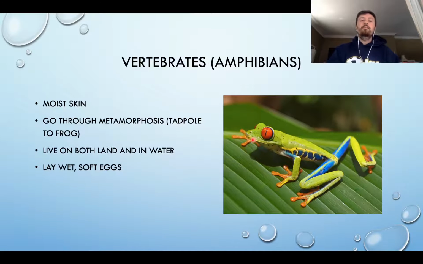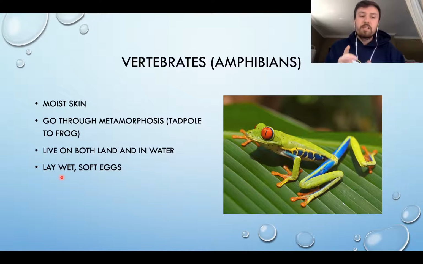So if we want to break down these vertebrates a bit, we'll talk about each one very briefly. We can talk about amphibians. Amphibians are like your frogs, anything that kind of lives in between both water and land. So they have a few things in common. They usually have a very moist skin, so it's kind of wet to the touch. They go through some kind of metamorphosis. So if you guys have ever caught those little tadpoles, they turn into frogs over time. So they change drastically. Like I said, they live on both land and water.